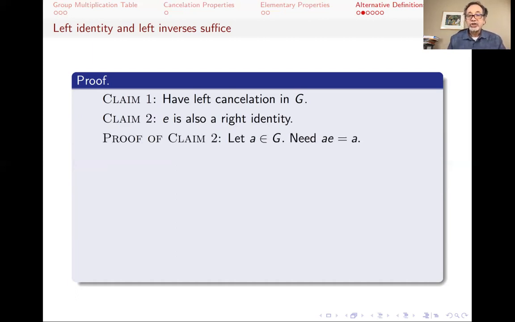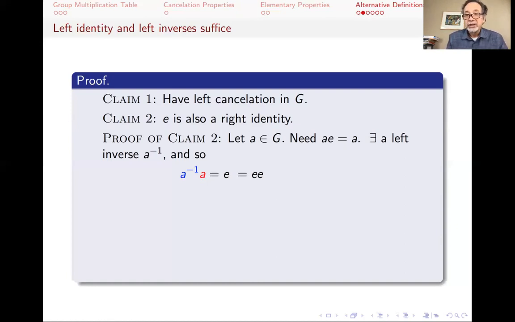I take an A in G. I know EA is A, but now I want to prove that A times E is A. How am I going to do that? I do know that there's a left inverse. I can't just on its own alone prove that the left identity is right identity. I need to know that there's also left inverses. So there's a left inverse A inverse, and so I know that A inverse times A is E. I don't know A times A inverse is E, but A inverse times A is E.